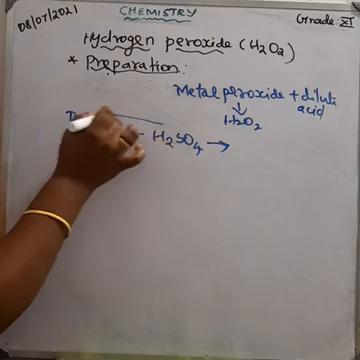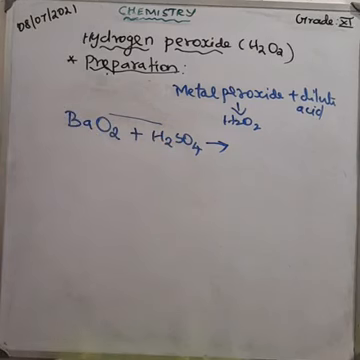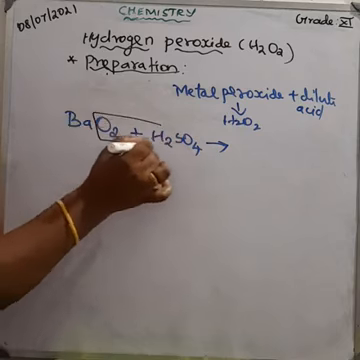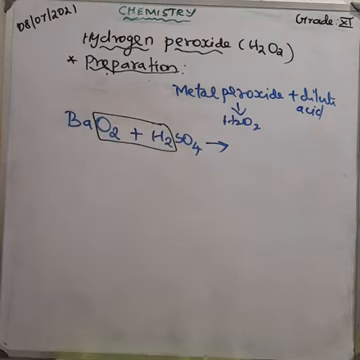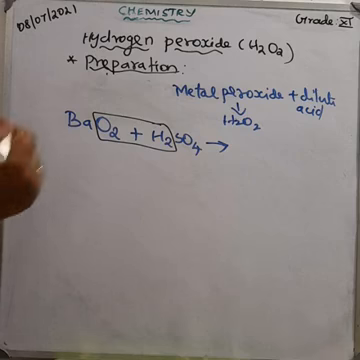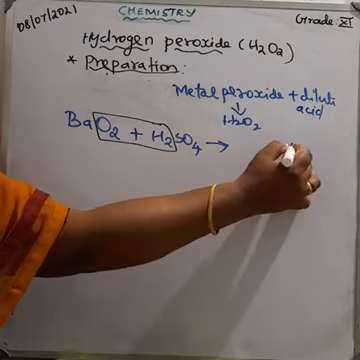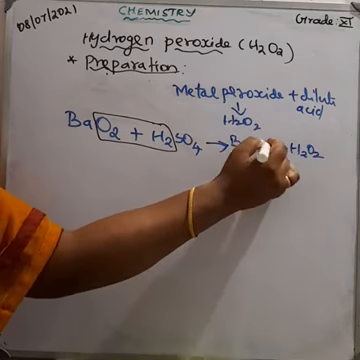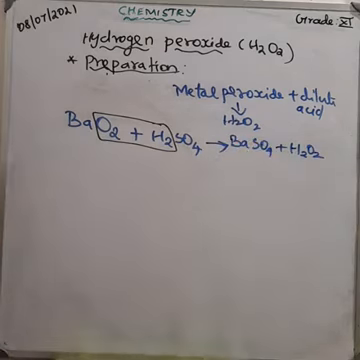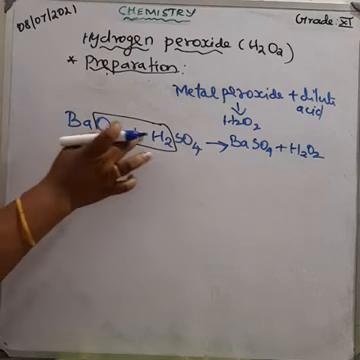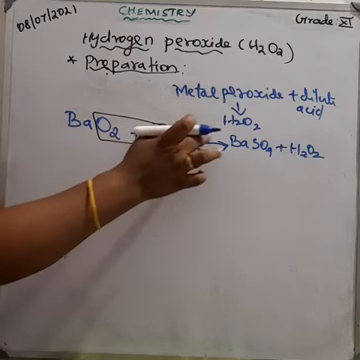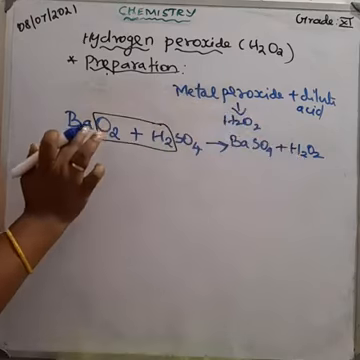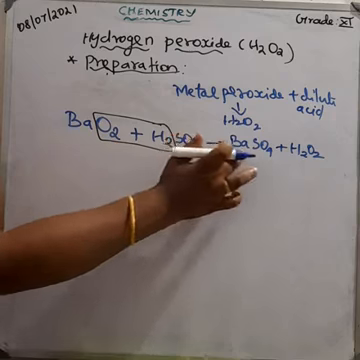Hydrogen in sulfuric acid and oxygen in the metal peroxide combine to form H2O2, hydrogen peroxide. What is the remaining product here? Barium combines with the sulfate to form barium sulfate precipitate. So when barium peroxide is treated with dilute sulfuric acid, the hydrogen and oxygen combine to form hydrogen peroxide, and barium and sulfate combine to form the barium sulfate precipitate.